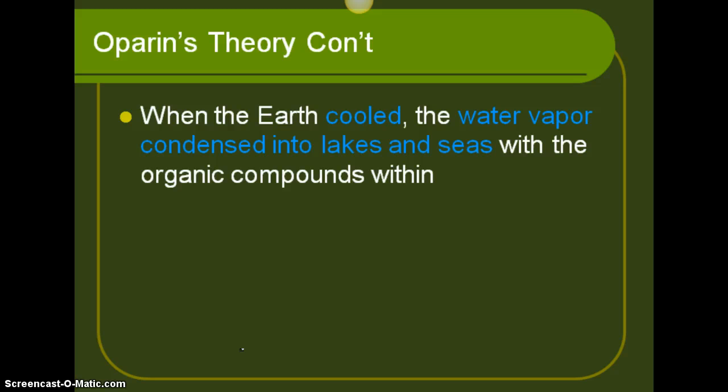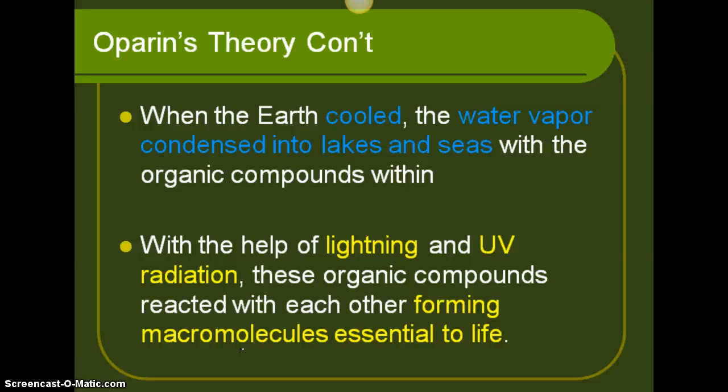So again, organic compounds are carbon, hydrogen compounds, and they are things like proteins, carbohydrates, fats. With the help of things like lightning and UV radiation, which was common in that atmosphere, it was a very volatile atmosphere. These organic compounds reacted with each other, forming the macromolecules that are essential to life.